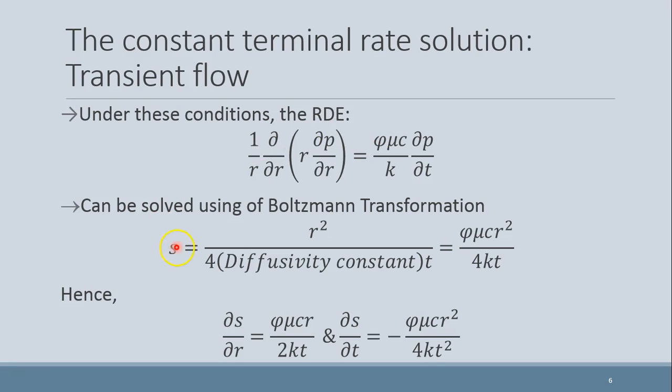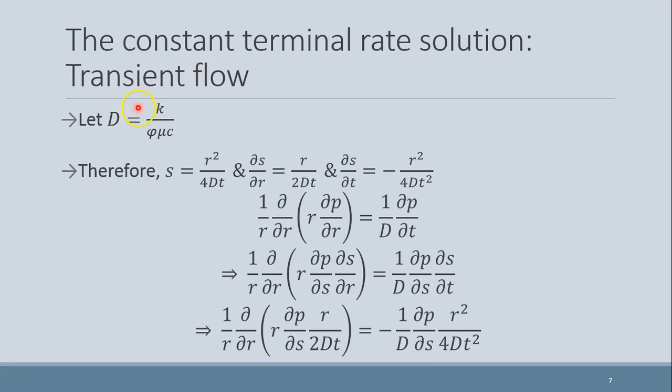So we will be doing a substitution: s equal to r square by 4 D t, with a capital D. Hence del s by del r is equal to phi mu c r by 2 k t, and del s by del t is equal to minus phi mu c r square by 4 k t square. We are using D equal to k by phi mu c, where D is the diffusivity constant. Therefore s is equal to r square by 4 D t, del s by del r is r by 2 D t, and del s by del t is minus r square by 4 D t square.